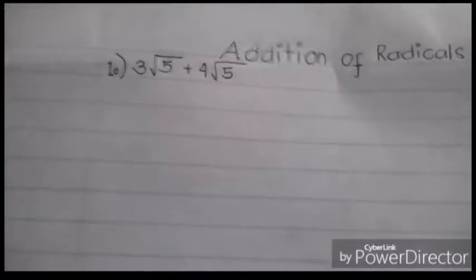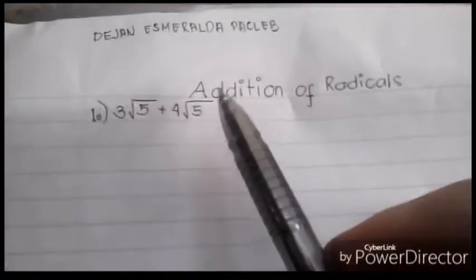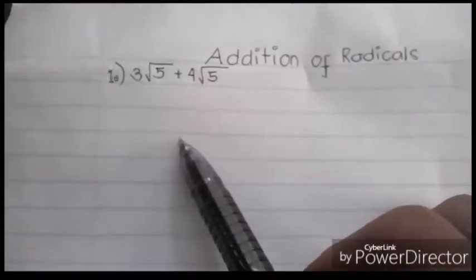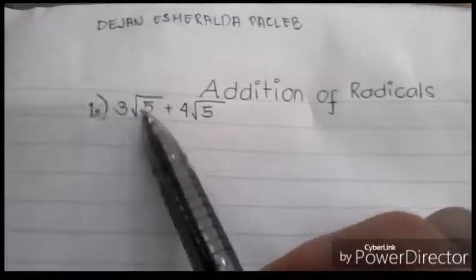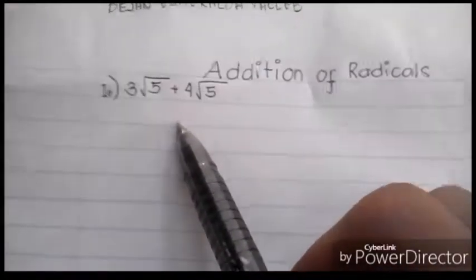So, let's start. We have problem number one: 3 square root of 5 plus 4 square root of 5. When adding radicals, the radical and any variables must be the same. Okay, so let's start.